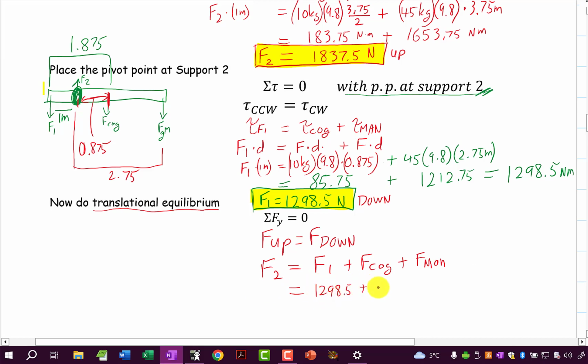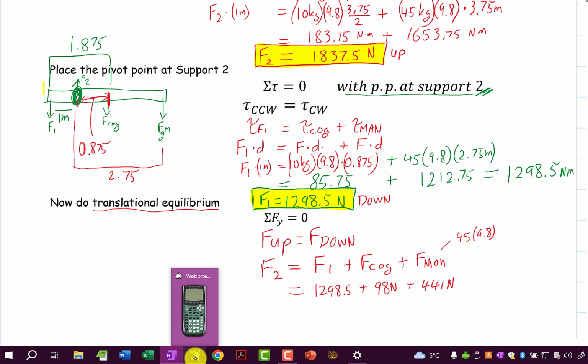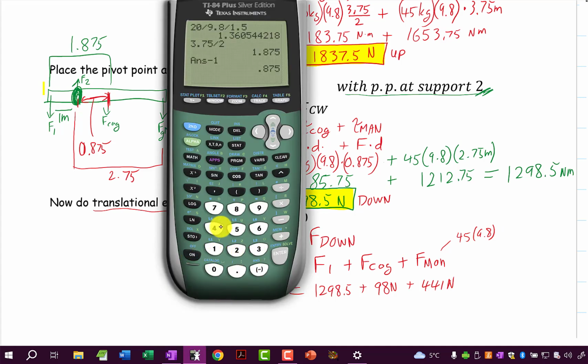1298.5 plus the weight of the board is 98 newtons, and the weight of the man is 441 newtons. That's just 45 times 9.8. Let's just verify that. 45 times 9.8, 441. So let's just add up all these three numbers together.